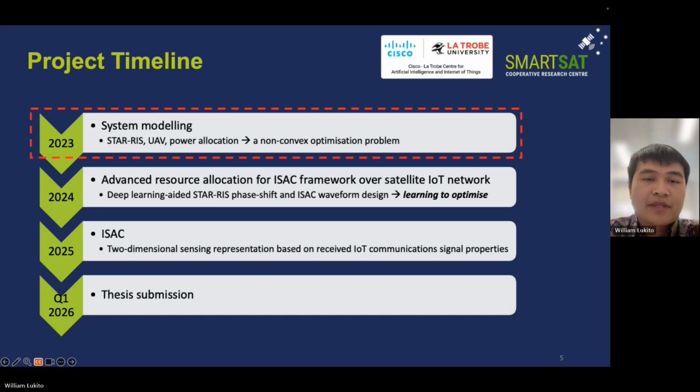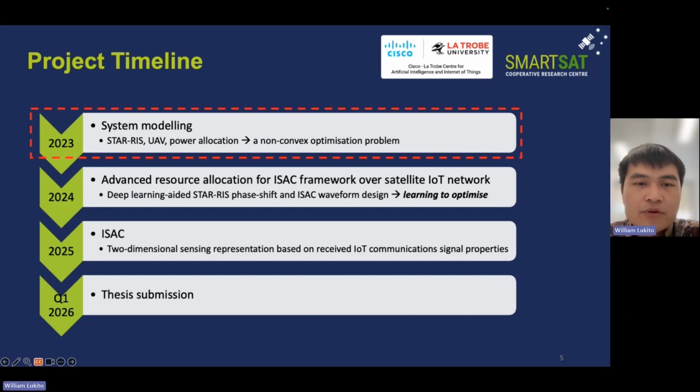And we also considered a power allocation problem that is subject to a high fairness level constraint without sacrificing significant cumulative data rate. And for my second year of PhD, we will do advanced resource allocation for the ISAC framework of our satellite IoT network. Currently, we are aiming for a scalable deep learning aided passive beamforming and ISAC waveform design. So basically, we want to implement the concept of learning to optimize and demonstrate that concept in the resource allocation for the ISAC framework.